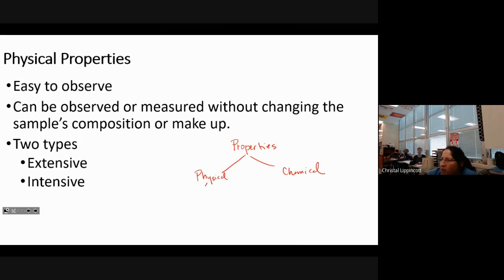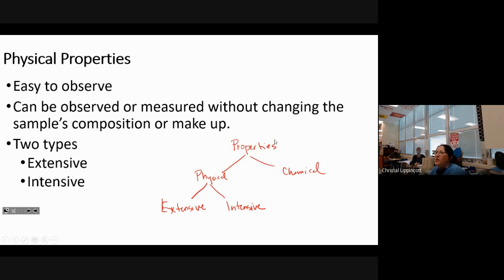Physical properties can then be broken down into 2 additional categories, which are called extensive and intensive. So it's a flow chart of what we're looking at today as far as our properties are concerned. Let's talk about what those different things mean.